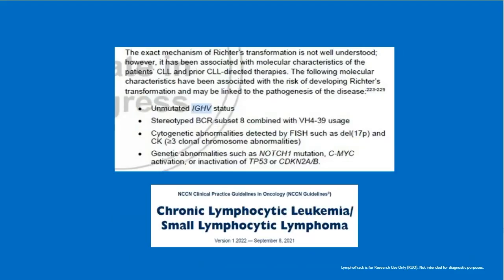And the new NCCN guidelines, currently in draft format, recommend considering in the near future the mutation status, especially for patients with unmutated variable region status, and this subtype information can be used for better disease management for the patient.